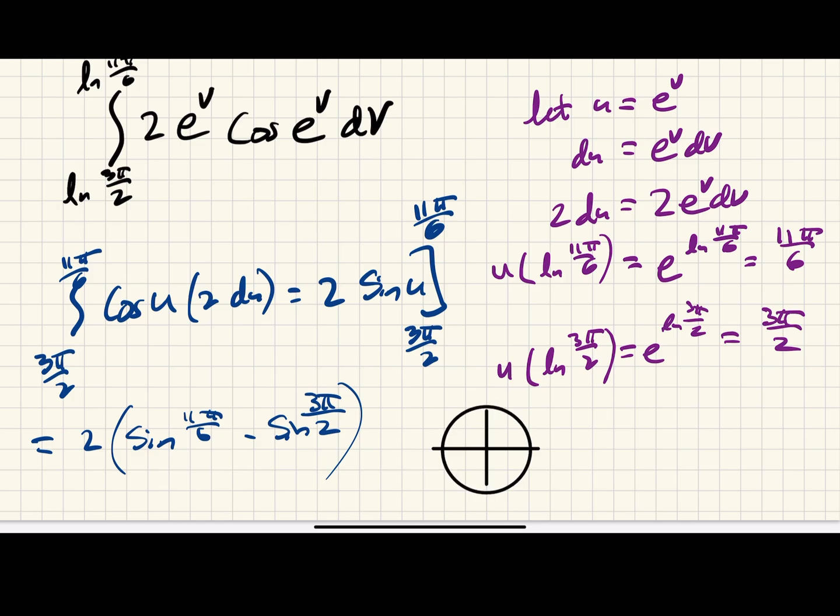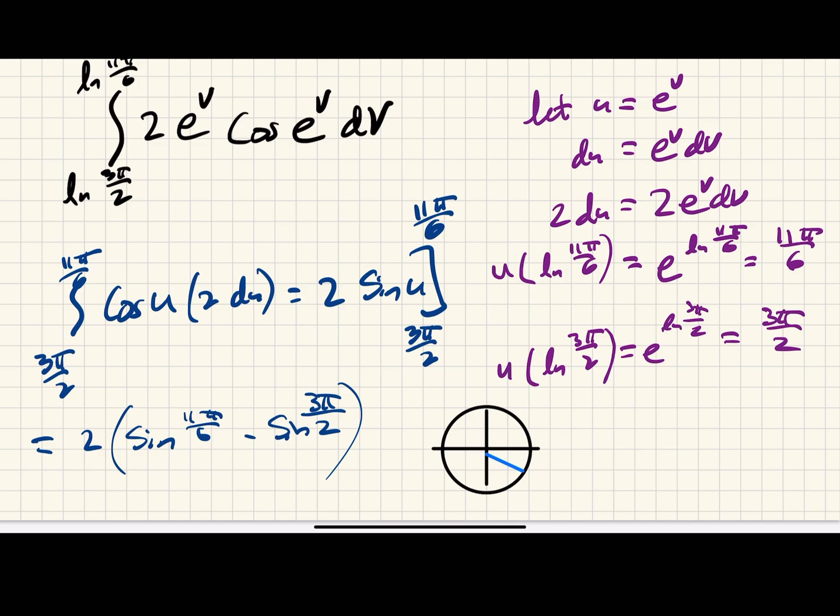And so 11 pi over 6. Isn't that just 1 pi over 6 shy of 12 pi over 6? So almost 2 pi. Actually, an angle with the reference angle of pi over 6 in the fourth quadrant.